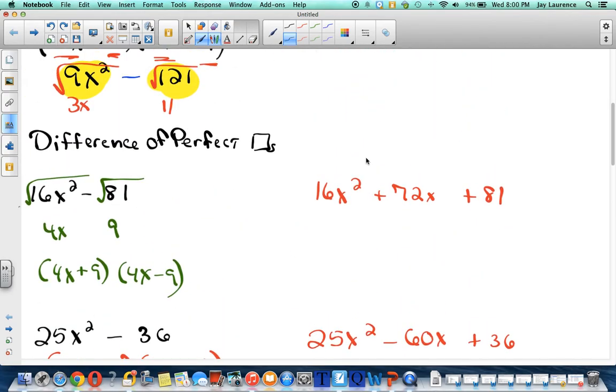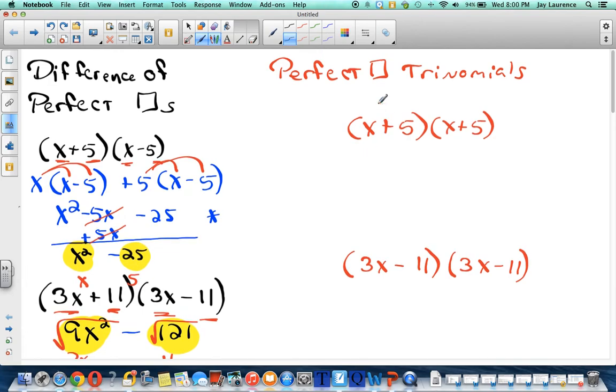Now, the other part we're going to talk about is called a perfect square trinomial. We're going to start very much like we did on the other one by double distributing. And again, you're probably going to do too much work at first, but I'm going to go x times the quantity of x plus 5, plus 5 times the quantity of x plus 5.